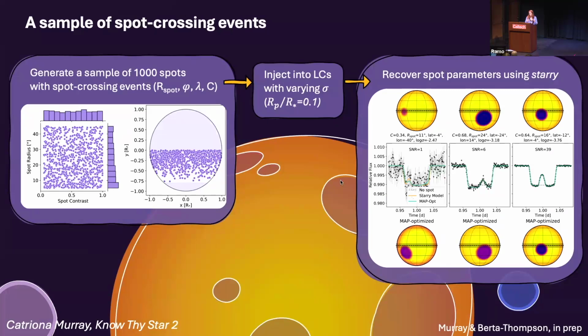So I created a sample of 1,000 spot crossing events with various parameters. I injected those into light curves with varying levels of noise, and then I saw what I could recover using optimizing starry best fit models. So here on the right, we have the injected on top, the resulting light curve in the middle, and then the recovered on the bottom.